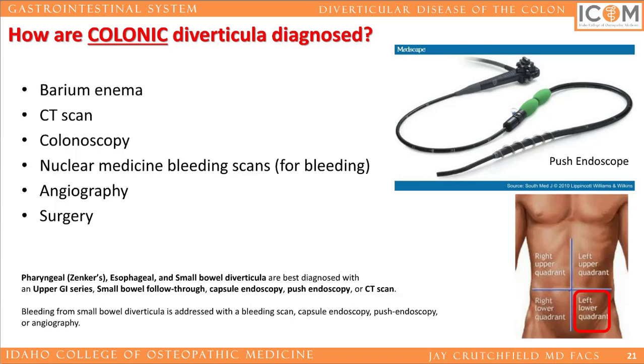Remember, esophageal diverticuli, such as a Zenker's diverticulum in the proximal esophagus, diverticuli in the mid-esophagus, i.e. traction or pulsion diverticuli, and small bowel diverticuli are best diagnosed with an upper GI series and small bowel follow-through, or capsule endoscopy, push endoscopy, or CT scan. Bleeding from small bowel diverticuli, usually jejunal diverticuli, can be addressed with a bleeding scan, capsule endoscopy, angiography, or push endoscopy. Push endoscopy refers to cannulating the small intestine with an upper endoscope.